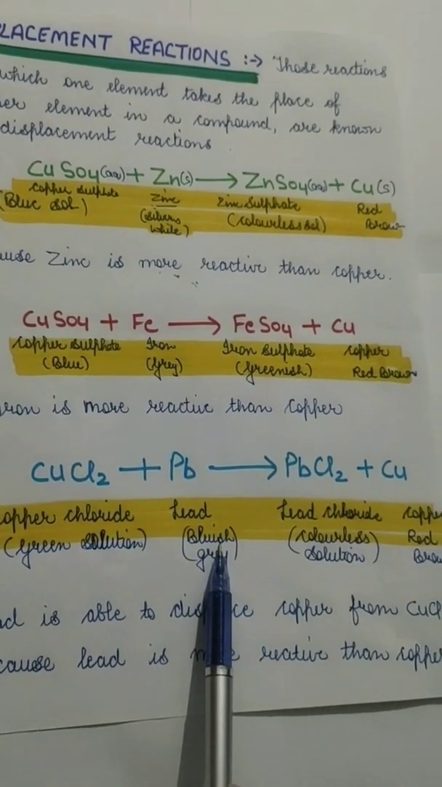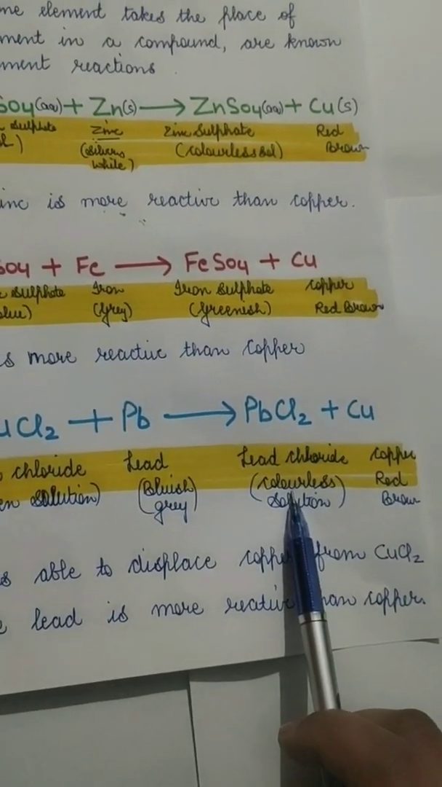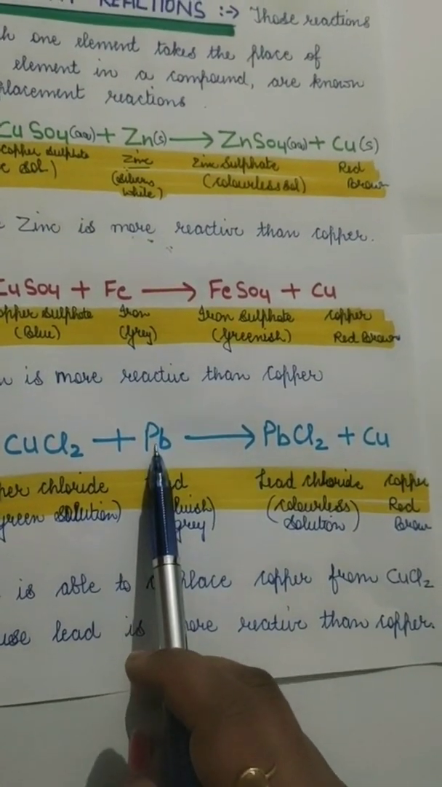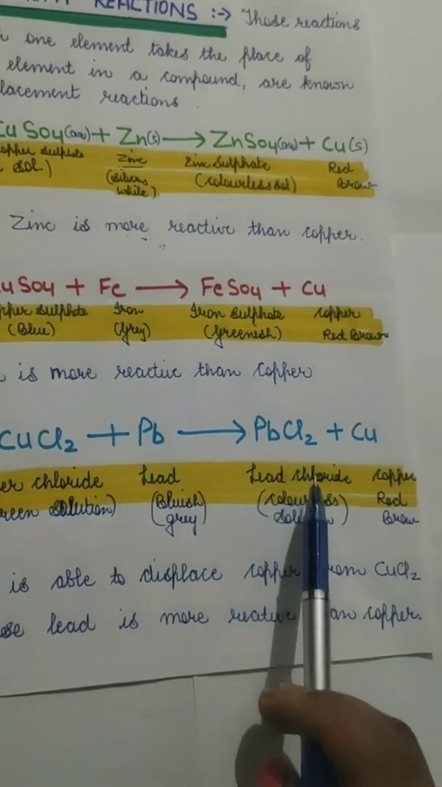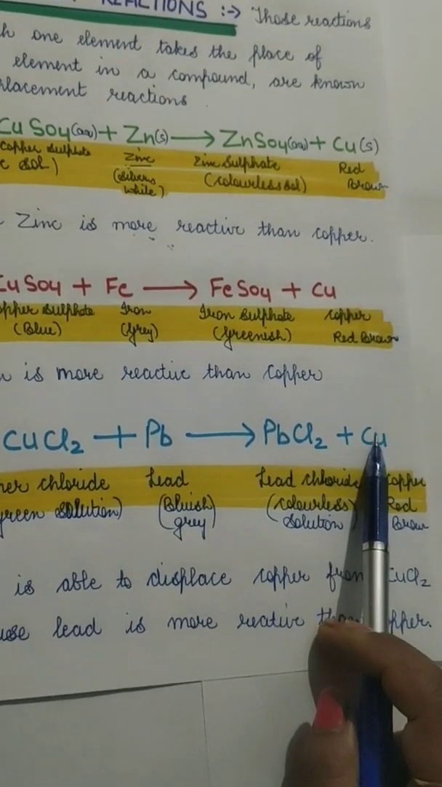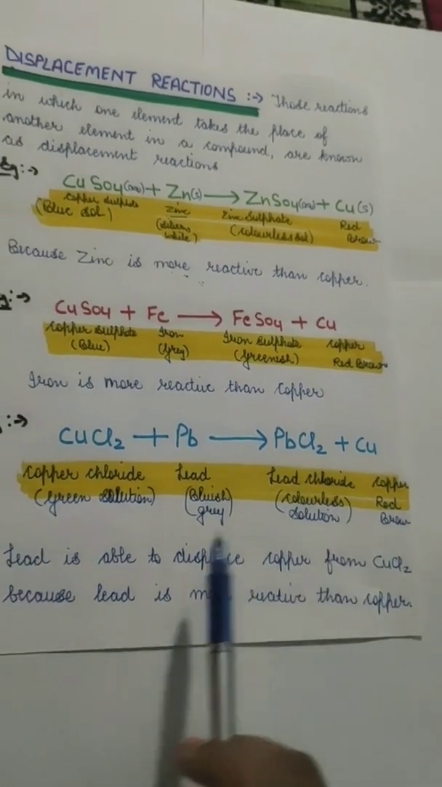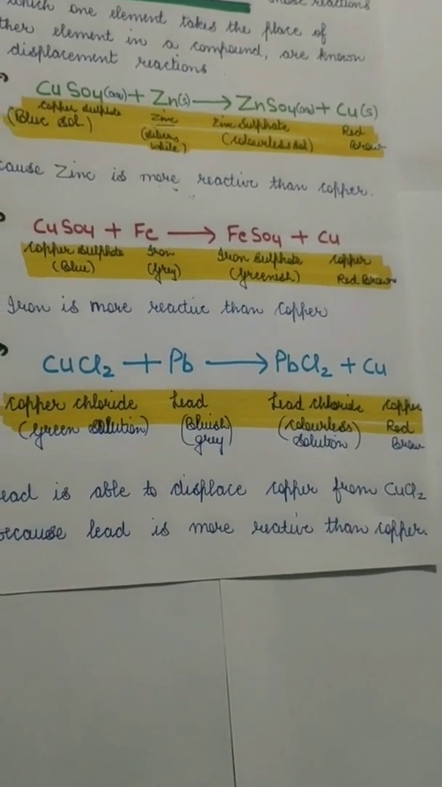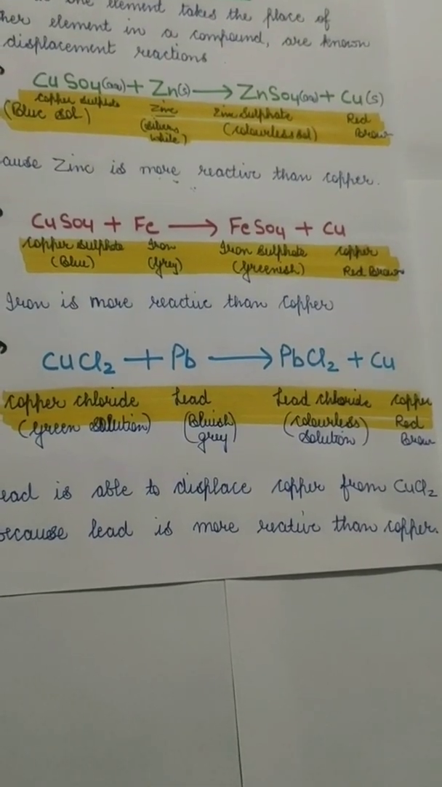Okay, now remember copper sulfate is a blue solution, but copper chloride is a green solution. Lead is bluish grayish in color, and then lead chloride will be a colorless solution. That means CuCl2 plus Pb, that is lead, gives PbCl2, that is lead chloride, just a colorless solution, and copper will be left behind in a red or brown color. So lead is able to displace copper from its copper chloride solution because lead is more reactive than copper.